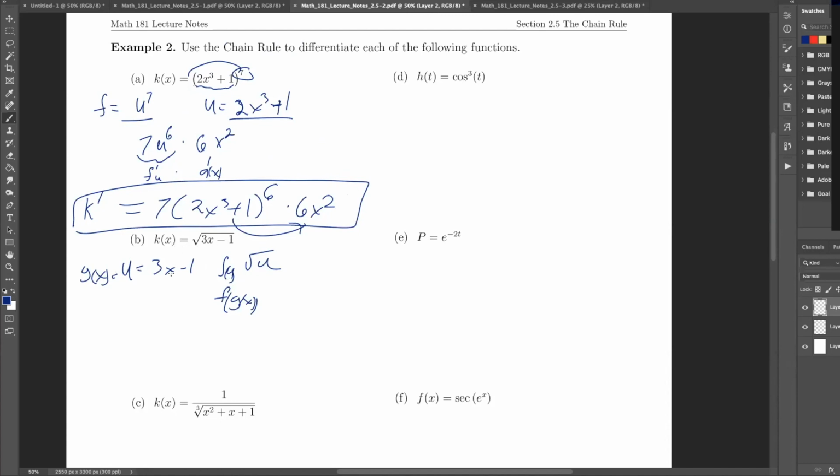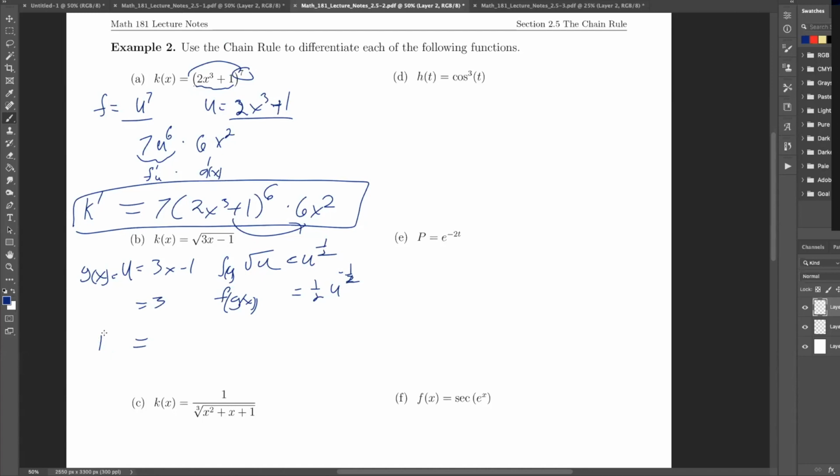So here, in order to do this, I'm going to take this derivative, and I'm going to rewrite this as u to a half. So it makes my life easier, because then the derivative here is 1/2 u to the minus 1/2 power. Here, this with respect to x is just 3.